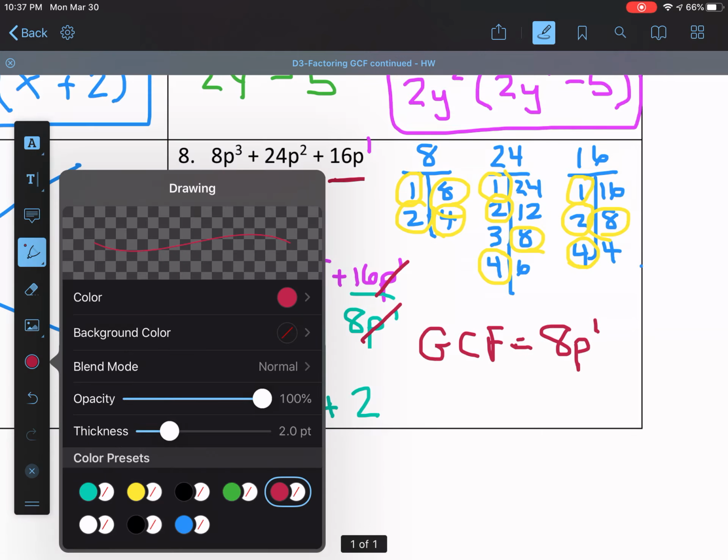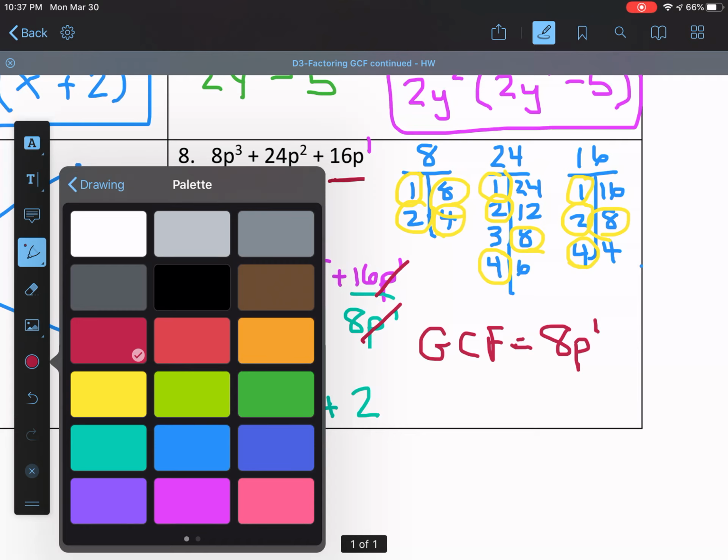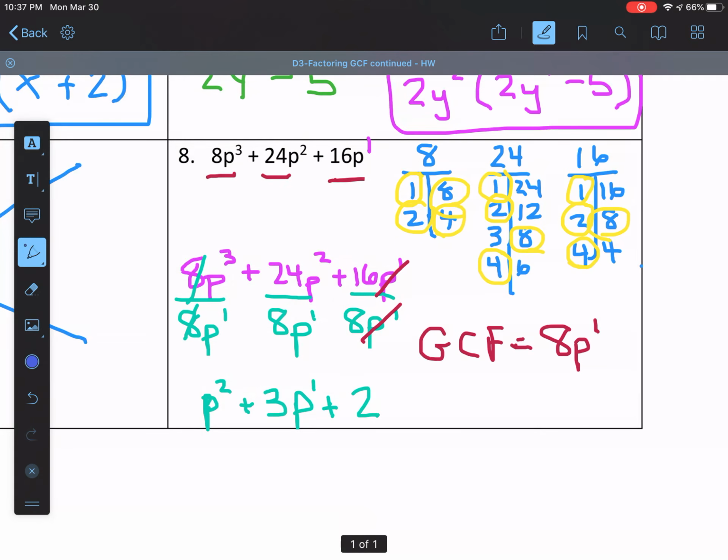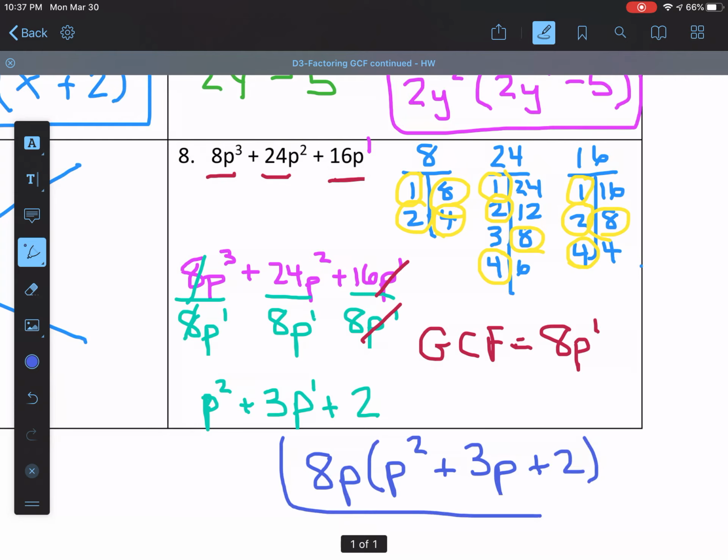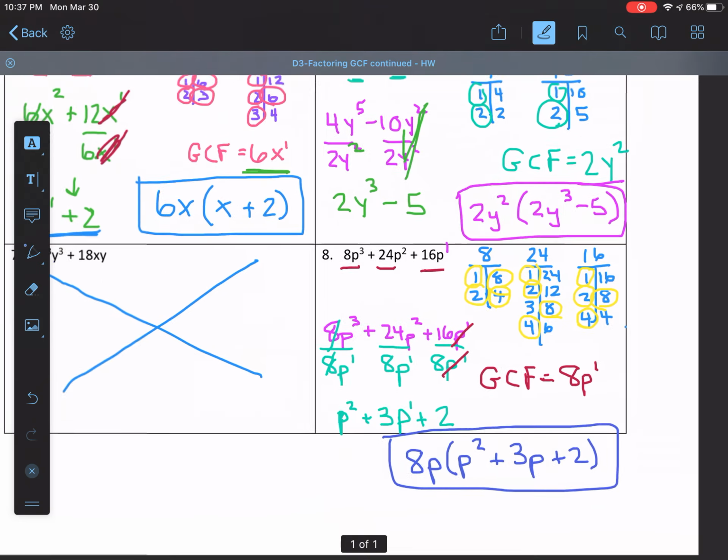So our final answer then is 8p. You can put to the first power, you don't have to. And then parentheses, p squared plus 3p plus 2. Okay? All right, so that was more practice on factoring GCF.